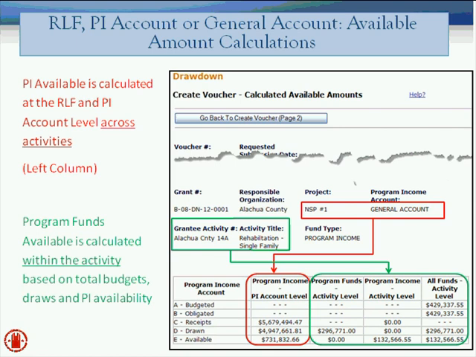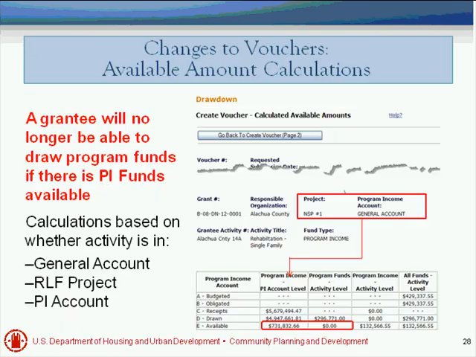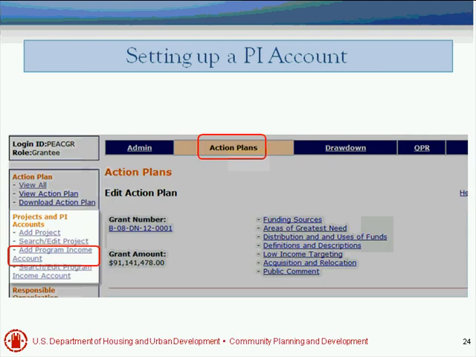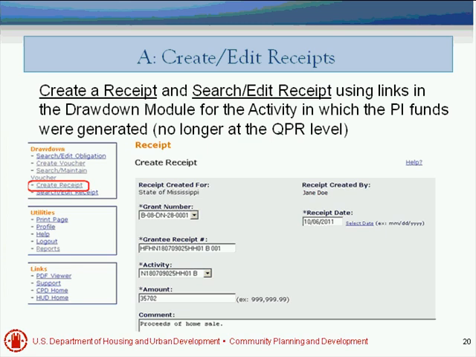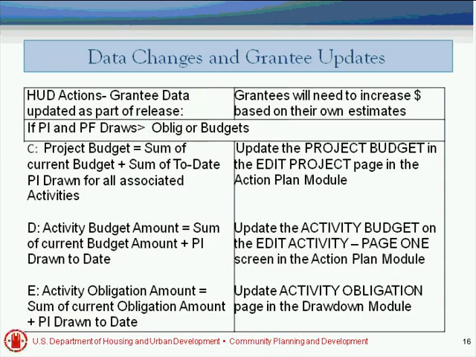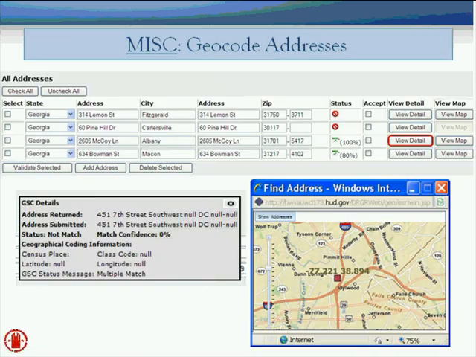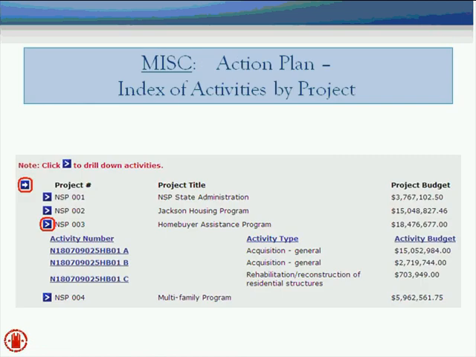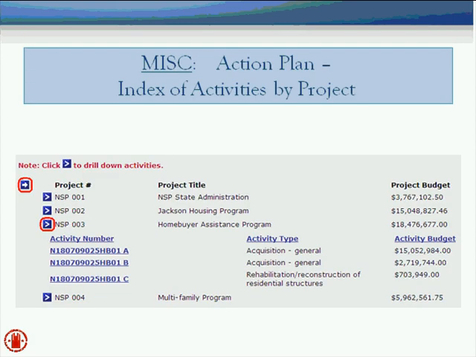A couple more non-PI questions. Will the activity navigation function on the edit action plan page also be available when selecting activities for a draw? Right now, that index is going to display only on the edit action plan page. So for draws, the draw pages, you're actually doing a search by draw. There's a search, and then edit.